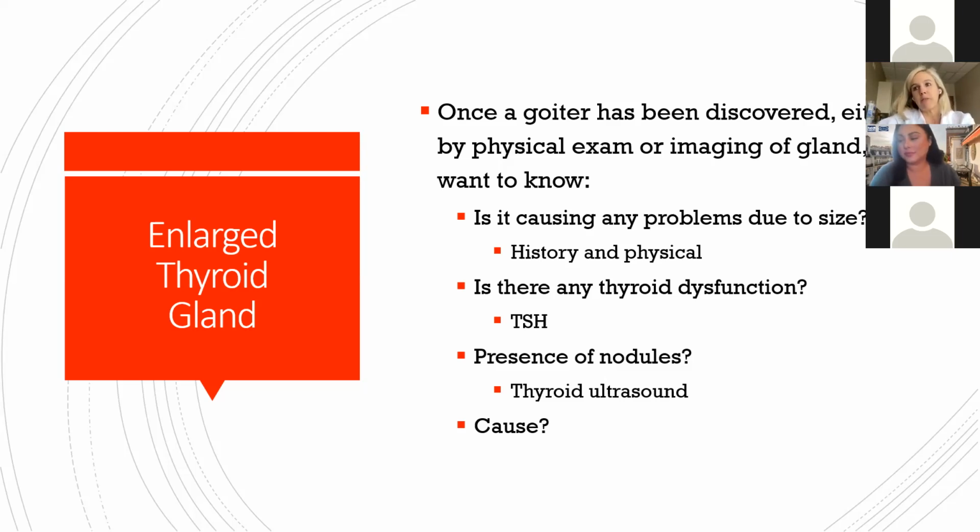I always ask myself, is there any thyroid dysfunction? I know I talked about the most common causes in the US being Hashimoto's, Graves' disease, and multinodular thyroid. So you want to check a TSH to see, are they hypo or hyperthyroid, that you need to do further evaluation for that. And then are there any nodules? That's where your ultrasound will come in handy, also just for the measurements of the gland. And then, as a summary, what's the cause of it? It's good to know what the cause is. Next slide.